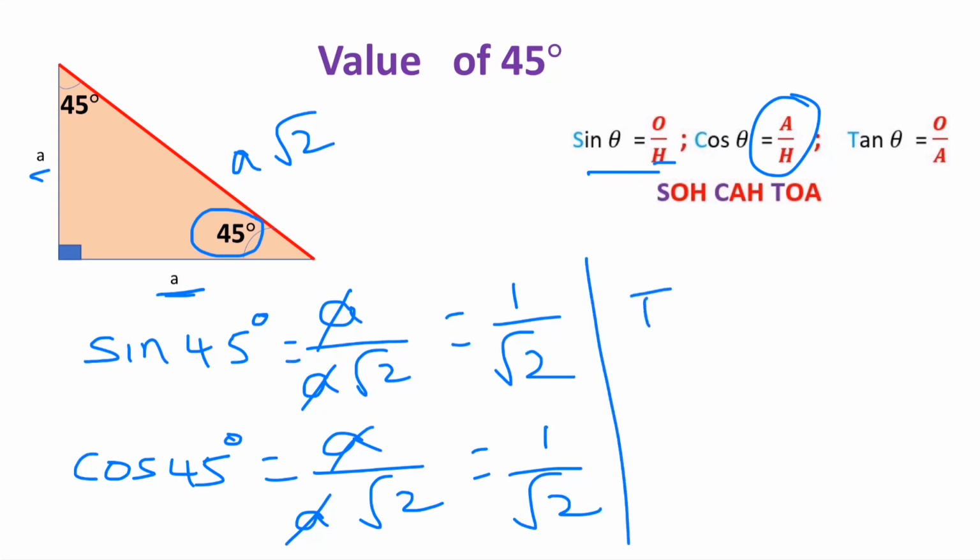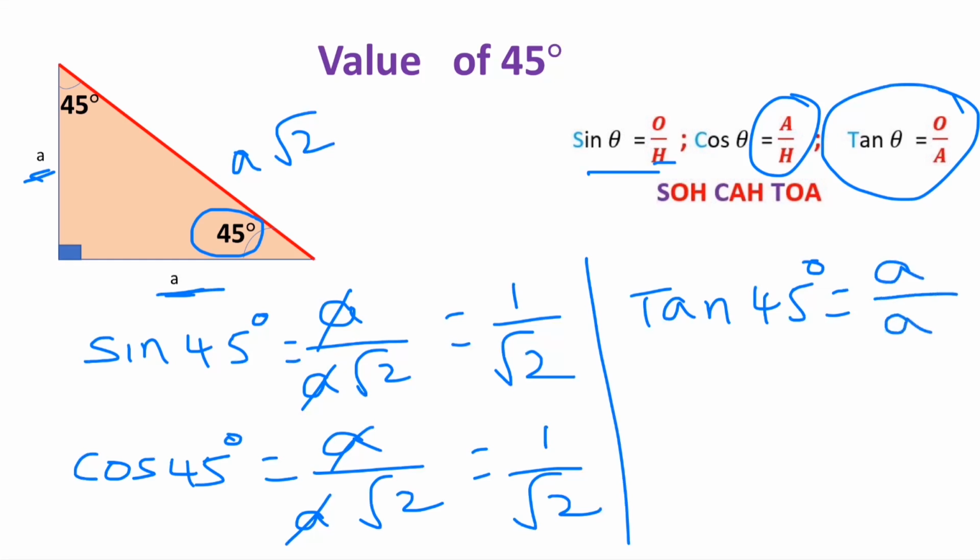Now tan 45 degrees. Tan is opposite side by adjacent side. So the opposite side is A and the adjacent side is also A. So tan 45 is 1. So cot 45 is also 1, the multiplicative inverse of tan 45.